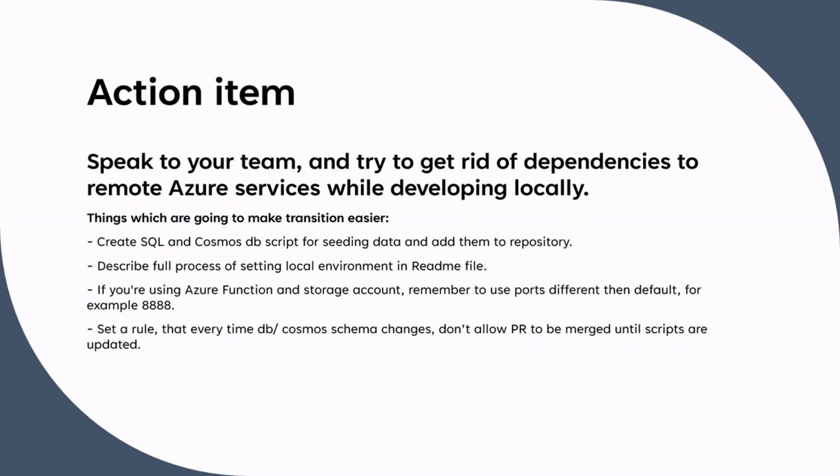For example, if you have an appsettings.json file in your .NET API, which has connection strings specified for a dev environment, even though you are using it for local, you may want to change it. And things I've learned along the way, because I've already done the transition in a few projects, is that firstly you have to create SQL and Cosmos DB scripts for seeding data and add them to a repository. So you will always have default values which can be used instead of the deployed resources.